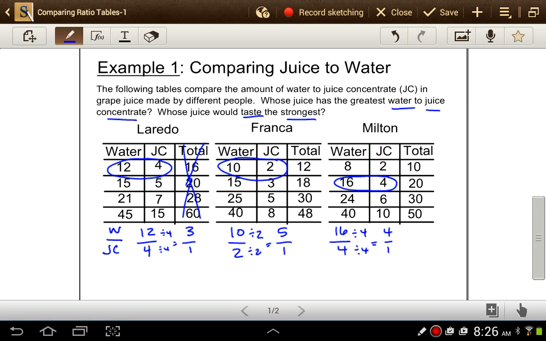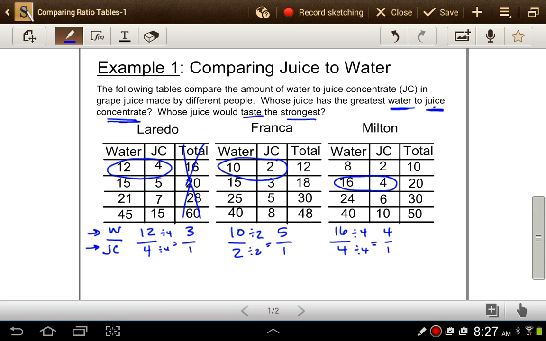Now, I used the water and the juice concentrate because in my problem, I asked who has the greatest water to juice concentrate. That's why I have water first, or in the numerator, and juice concentrate second. It's based on what my question asked. So I had to look at the question, figure out what they asked, and then set up my problem to match what they were asking. Now I can answer the questions.